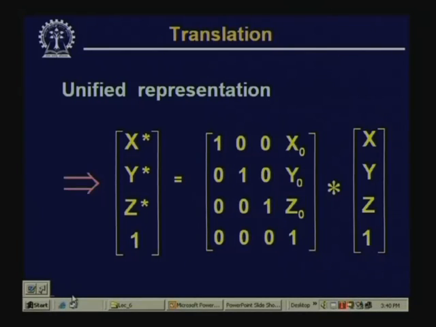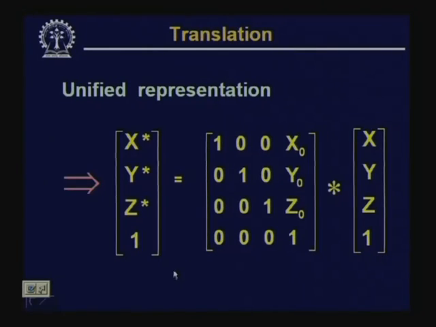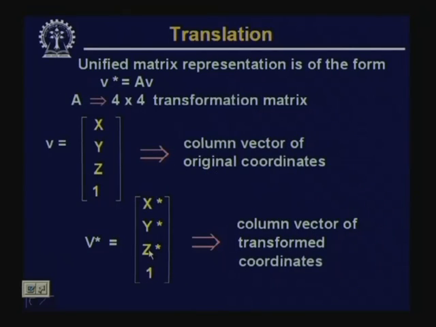So, that is about the simple translation that we can have. In our unified matrix representation, if you have a position vector V, which is translated by the transformation matrix A, the transformation matrix A is a 4 by 4 matrix. If the original position vector was x, y, z, we have added an additional component 1 to it in our unified matrix representation. So, V now becomes a 4 dimensional vector having components x, y, z and 1.